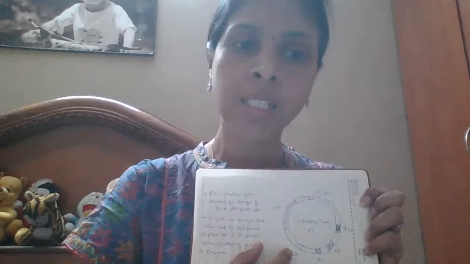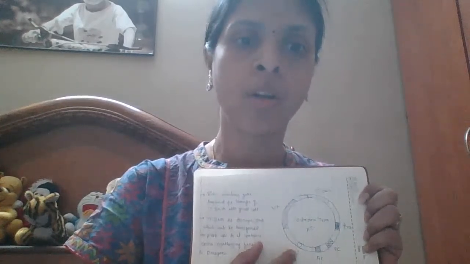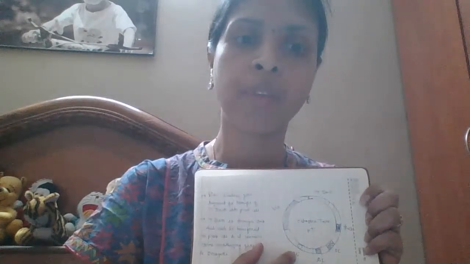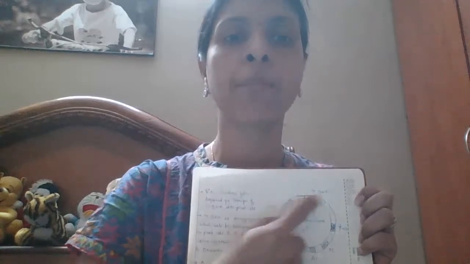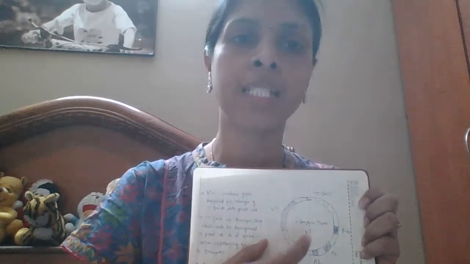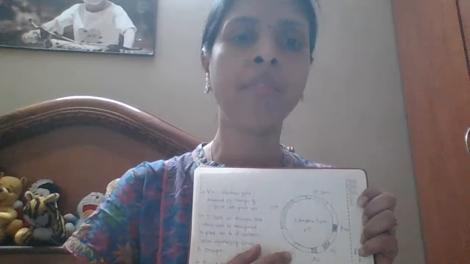There is another region called the origin or origin of replication, the ORI region. This ORI region is for the agrobacterium. So this plasmid can be replicated in agrobacterium with the help of this origin of replication.